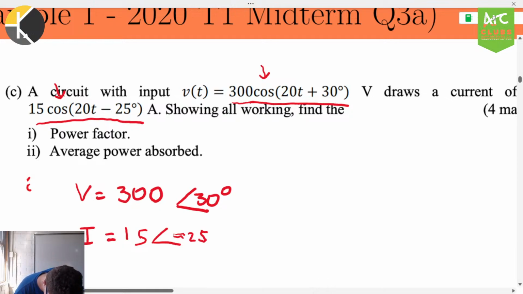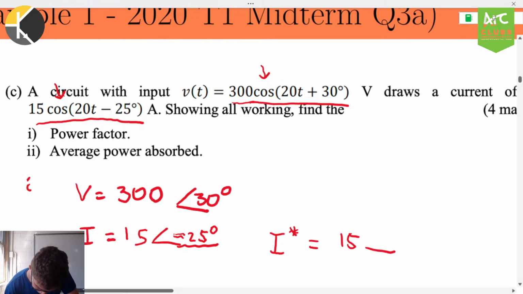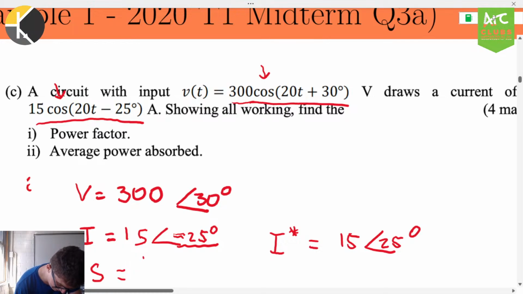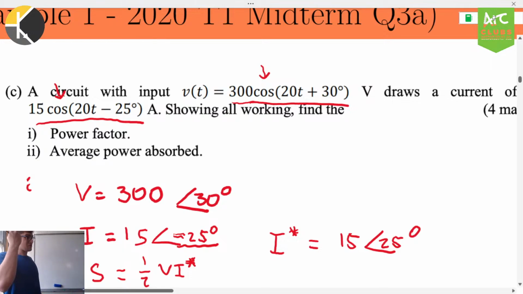Okay, that's better, minus 25 degrees. Okay, we're going to take I star, and this is going to be represented as 25 degrees, and we're just going to put it into the formula, as simple as, the formula for S is equal to a half V I star. Really simple. You should remember your laws for complex numbers. You should know them off the top of your head. You should just be able to do it, because it will make your life easy.